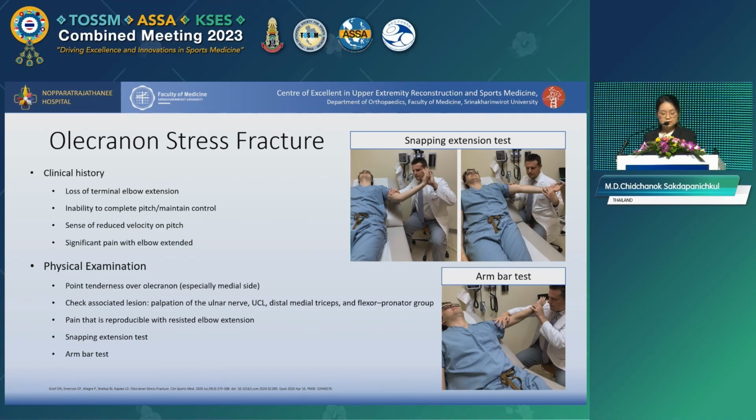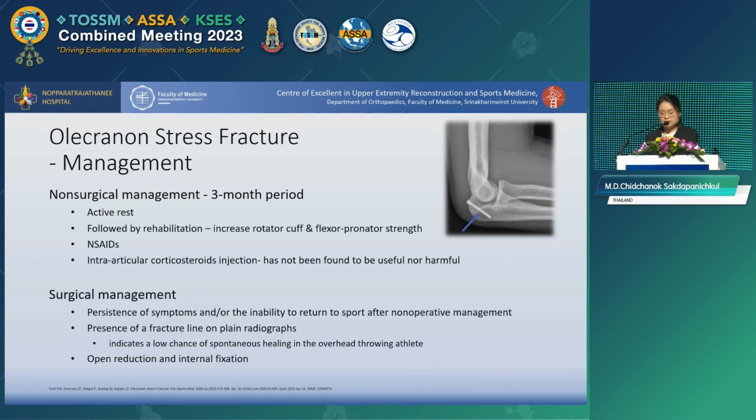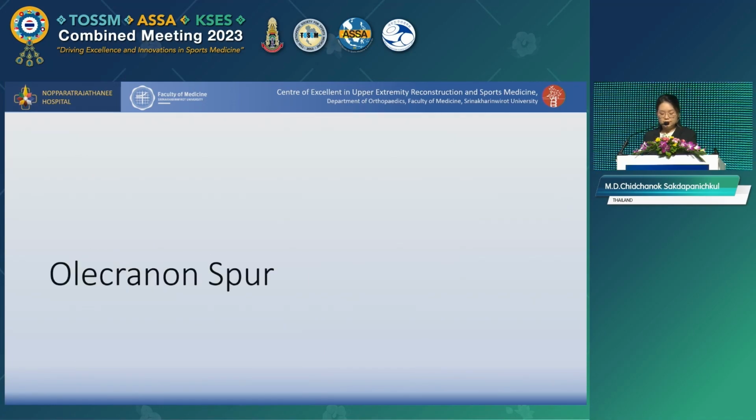These 2 signs are the special tests. Typical findings in plain film can be seen if the stress fracture is big enough. Early detection within 3 weeks had earlier return to sport compared to later than 3 weeks. MRI is the gold standard for detecting stress fracture with high sensitivity and specificity. Management is usually conservative first for 3 months, and if not better, then surgery.